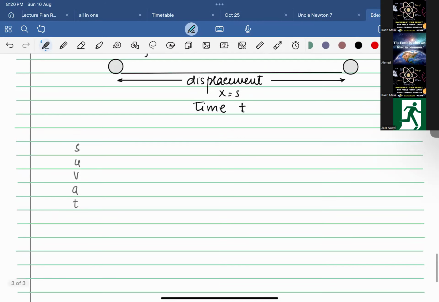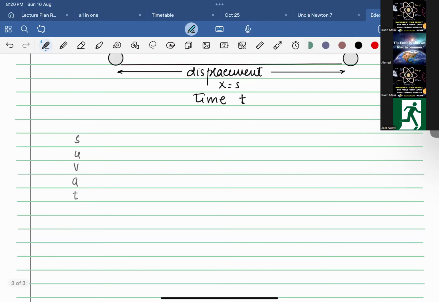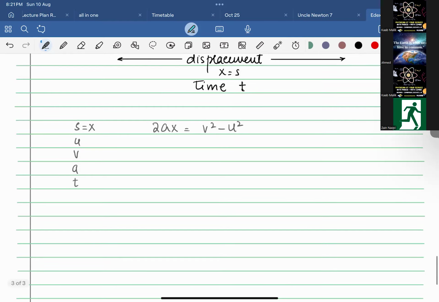So the first is going to be 2ax or 2as; it could be x or it could be s. Mainly in Edexcel they use the letter x for the displacement. 2as equals v squared minus u squared. You can find the rearranged form in your syllabus, maybe in your books or in your exam paper. You can rearrange it into any other form, it's up to you. So this could be one form.